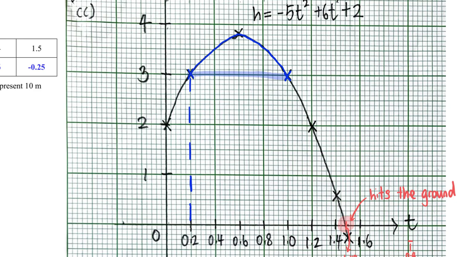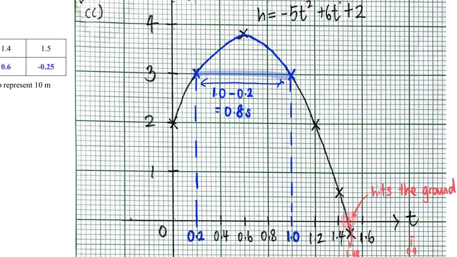And these dotted lines are actually the working. It is from 0.2 to 1.0. So the time difference would then be, from here to here, 1.0 minus 0.2, 0.8 seconds, where the ball is above 3 meters. Okay, so this is the working for D part 2.